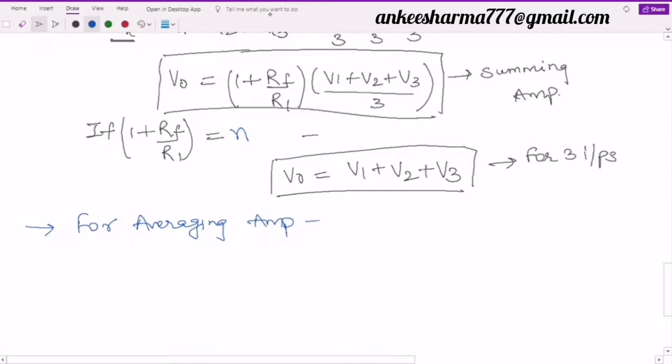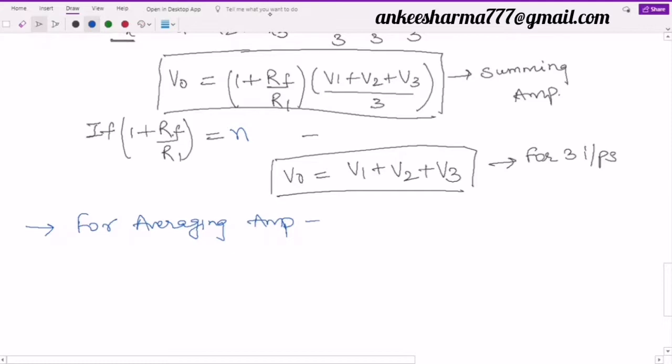Now for the averaging amplifier, what will be my condition? What should be my condition? In the averaging amplifier, I want only this part, V1 plus V2 plus V3 divided by 3. We don't want this 1 plus RF by R1. It means we need to remove it. Can we remove 1 plus RF by R1? Yes sir. How we can remove? Sir, we can short the negative feedback. Yeah, very right.